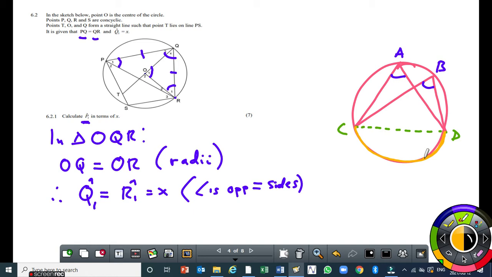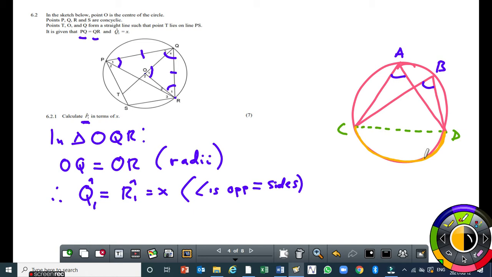Remember I told you, Tando, that there are two types of chords. There are visible chords. They are already drawn, like in this case here, chord QR is drawn. There are times when the chord won't be drawn. But if you see that there are 2 points on the circumference, you can construct an invisible chord. So the invisible chord CD subtends angles A and B.